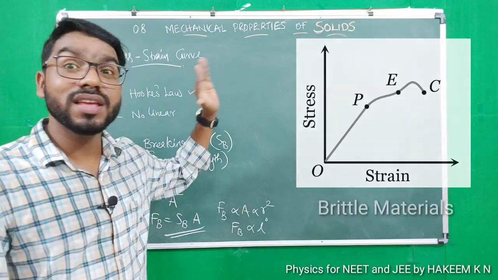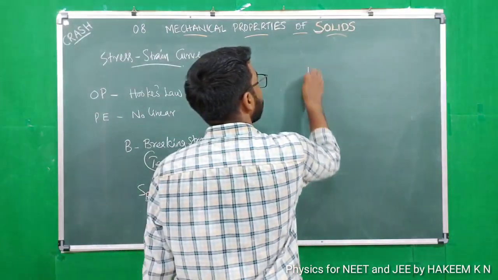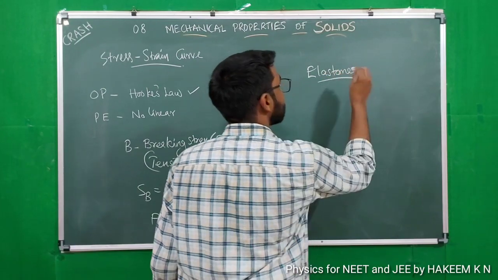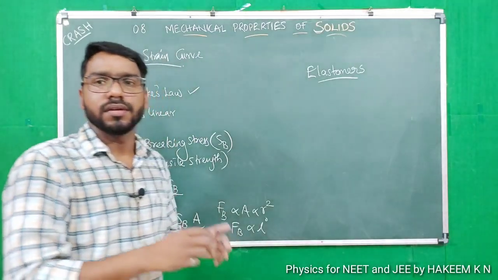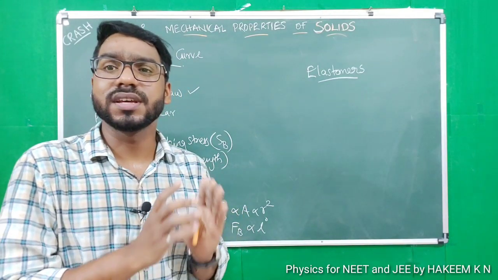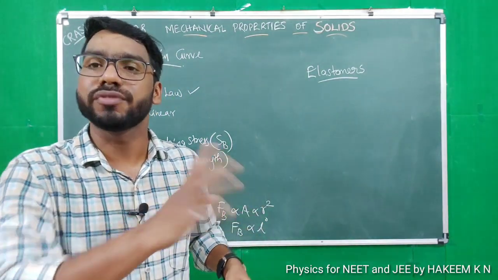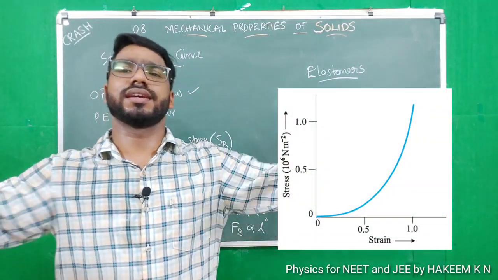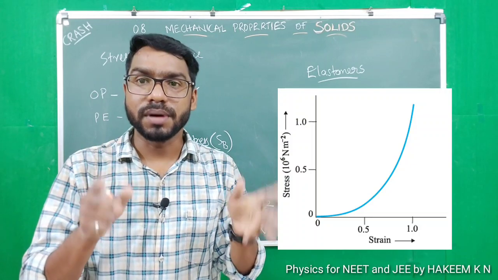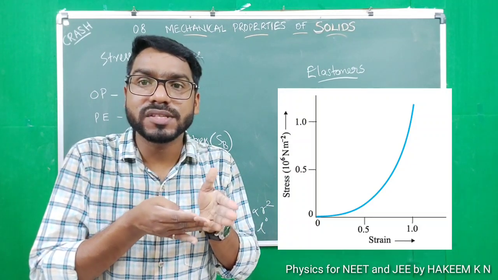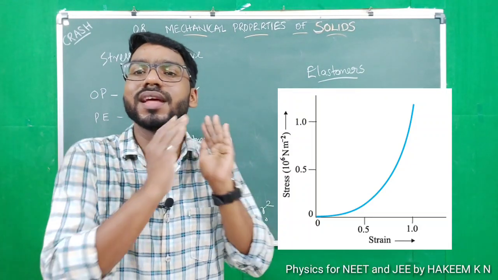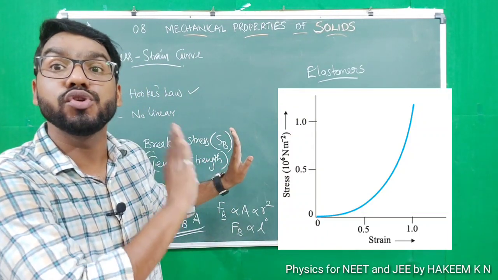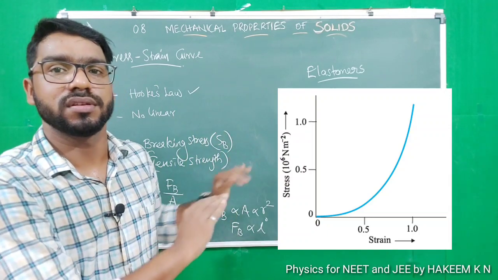And for elastomers, what are elastomers? Elastomers are rubber bands, elastic tissue of aorta. That means we can stretch them to large lengths. But when the elastic limit is reached, they will break. Their elastic limit is the same as the fracture point. They do not have plastic region.